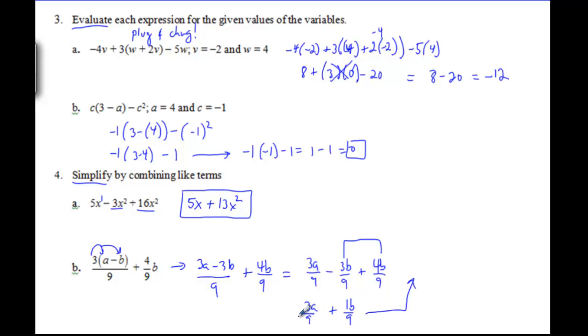The last thing that we could do is simplify. 3 goes into 9 3 times, so we have 1a over 3 plus 1b over 9. And that takes care of chapter 1.3.